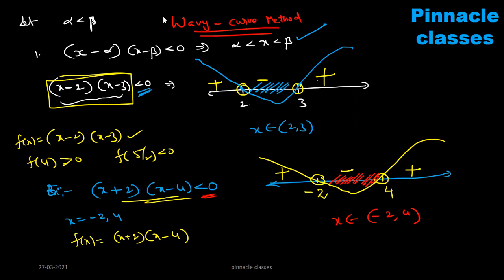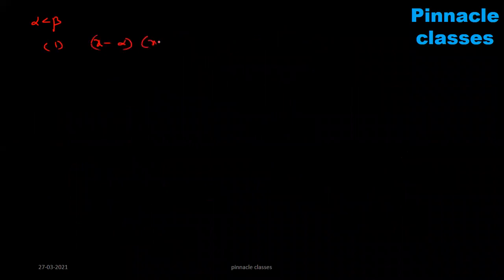Today I will discuss at least 5 to 10 questions. We have to discuss these models. Till now we discussed only property number 1. This wavy curve method is applicable for any such properties. First let me complete the properties. Alpha less than beta. 1. (x minus alpha)(x minus beta) less than 0 means, dear students, see, 2.